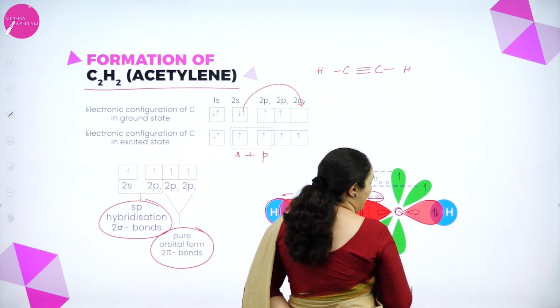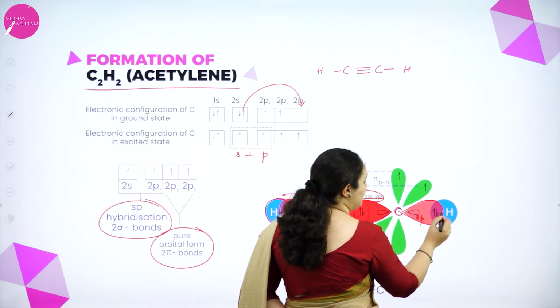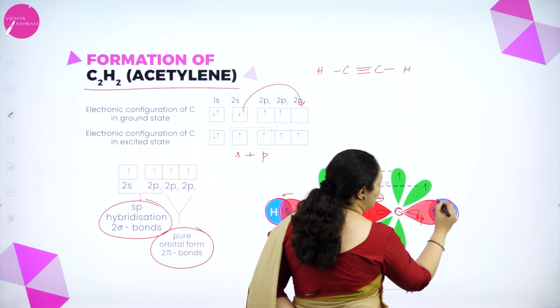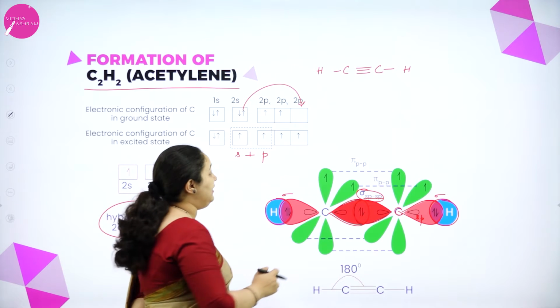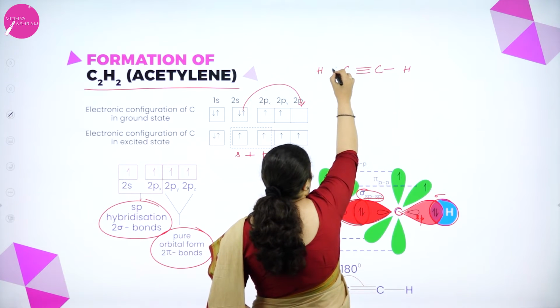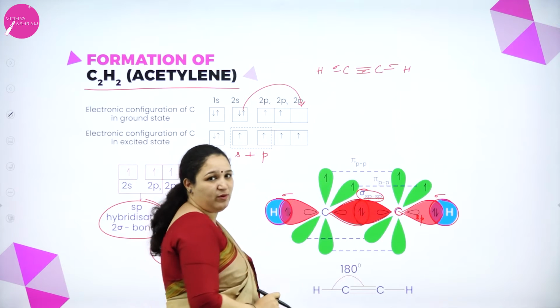Similarly, here for the second carbon atom, one sp hybridized orbital is overlapped with a hydrogen atom to form the third sigma bond. So in this structure I have 1, 2 and here 3. 3 sigma bonds are formed.